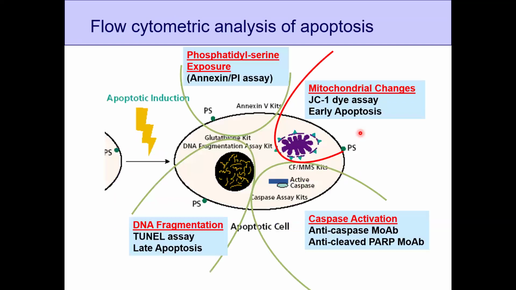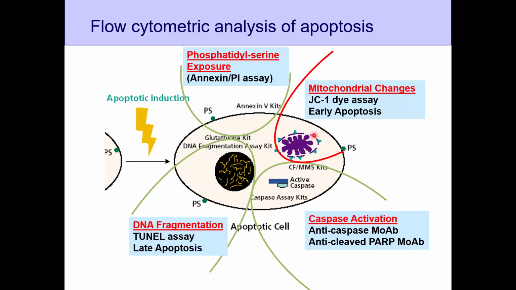How come? This is the example. For early apoptosis, you can use Annexin and PI assays. For the mid stage, you can use JC-1 dye, which tells you about mitochondrial changes. So apoptosis happens in stages, right?